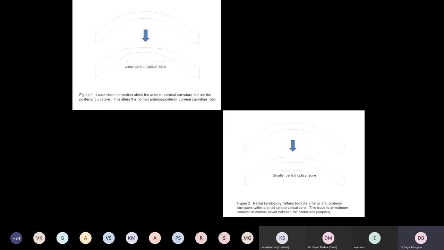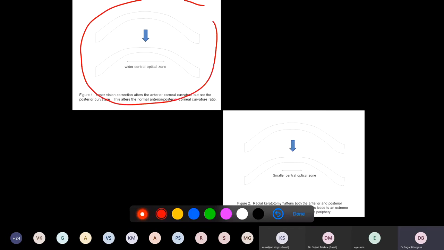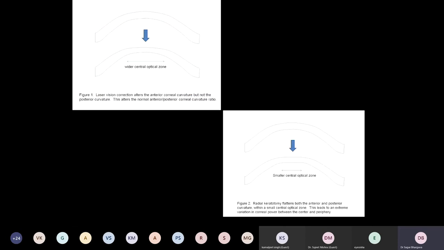So just to recapitulate, if you have a myopic patient, myopic LASIK, only the front corneal surface gets flattened. So the ratio is altered, but you have a wider optic zone. The optic zone in LASIK is about 6 to 7 millimeters. On the other hand, for RK, the optic zone is small, but the ratio between the front and the back surface is more or less maintained.